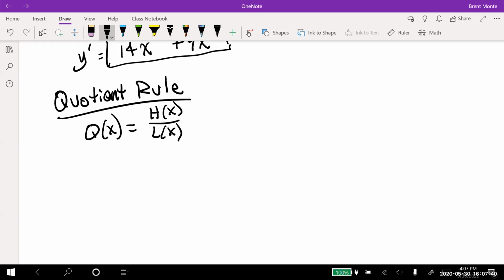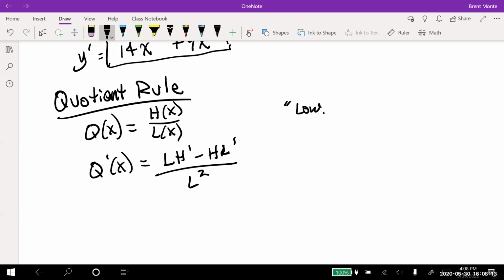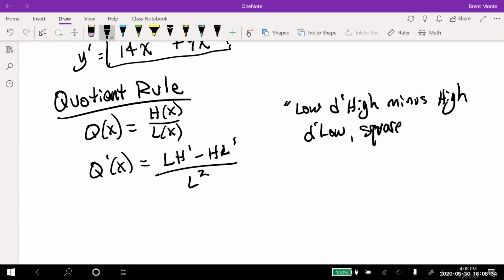So if my quotient rule is high over low, I've got something like this. It's a quotient. We've got some division. But then the derivative of that quotient, again, I'm going to drop the x's just to make it look better, is low d high, so the derivative of the high, low d high minus high d low, square the bottom, and away we go. So here's my little saying. As silly as it sounds, it helps you remember. It's low d high, d being the derivative, minus high d low, square the bottom, and away we go.